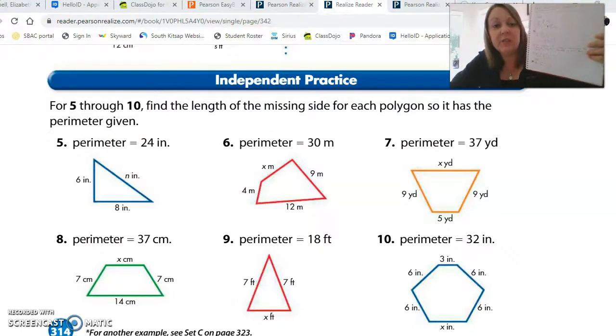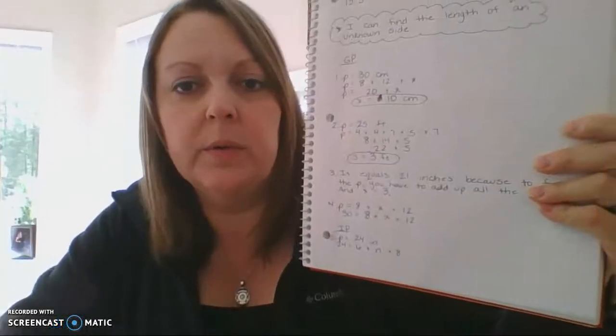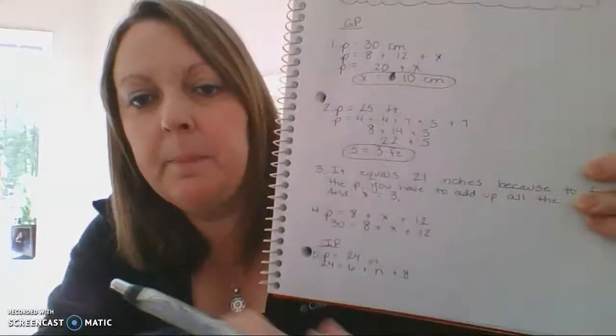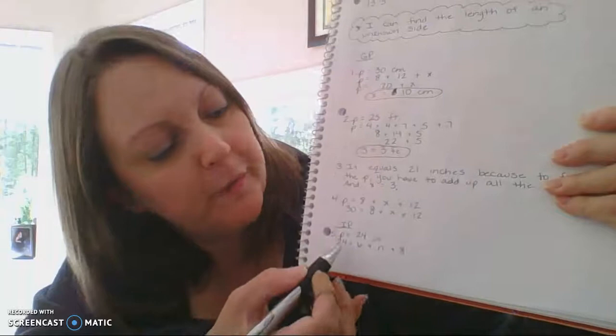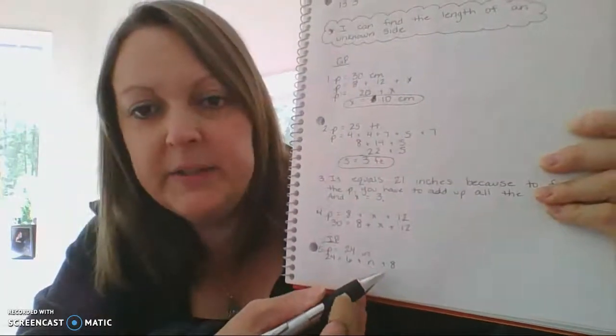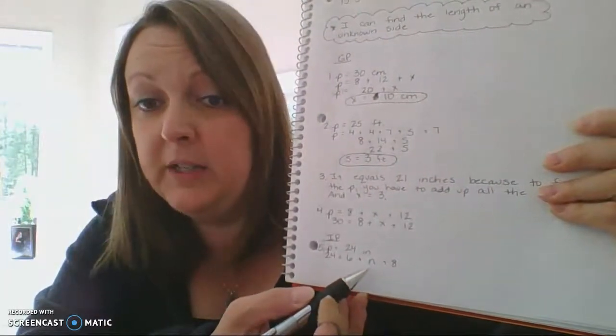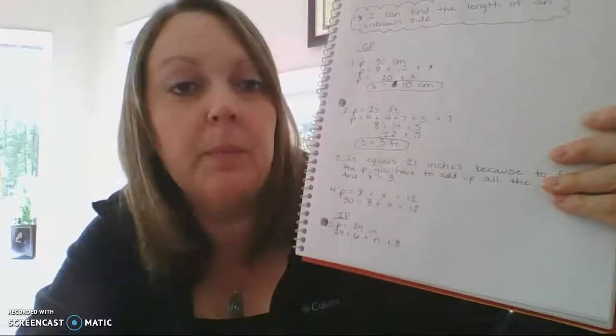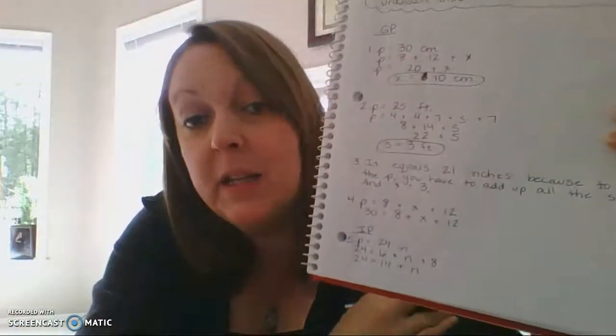Now, I just have to figure out what does n equal. So here I have my P. So I've got the perimeter of 24 is 6 plus n plus 8. Now I have to figure out what is the missing number. So first I'm going to add up my 8 plus my 6. So I'm going to say 24 equals 6 plus 8. Reflex should be helping you with this. 14 plus n. And now I'm going to figure out what is the missing number.